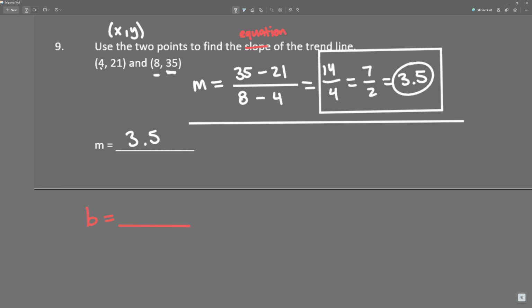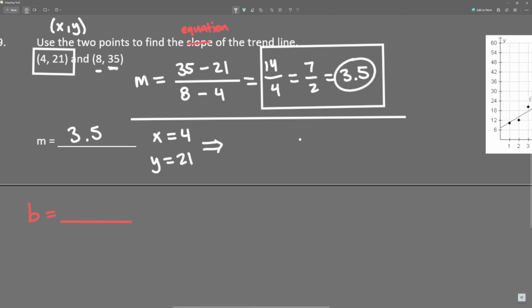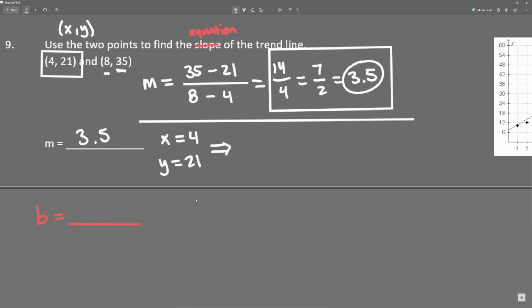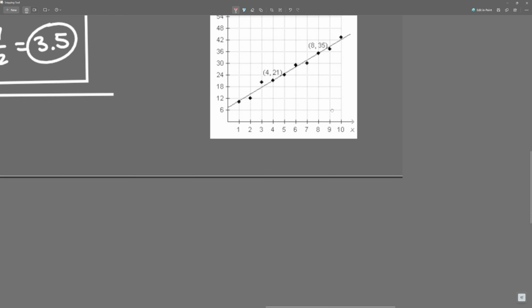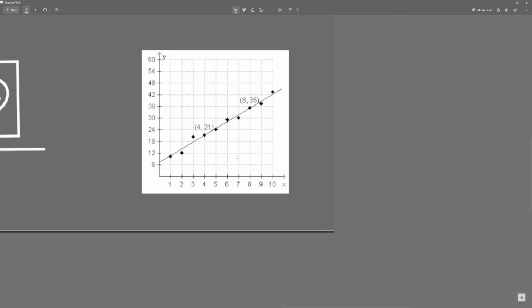So let's box this 4 comma 21, because that is the x and the y that we're actually going to use. Our m is 3.5. We're going to use 4 for x and 21 for y, and plug all these numbers into our slope intercept formula to find b. Now, looking at this graph, I actually already know what b is. Remember, b is our y-intercept. It's where we cross this vertical line.